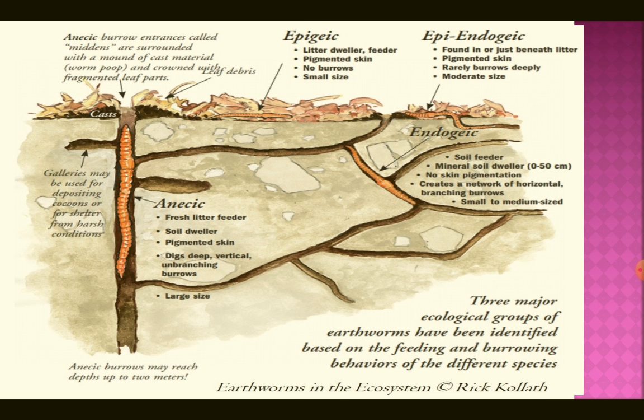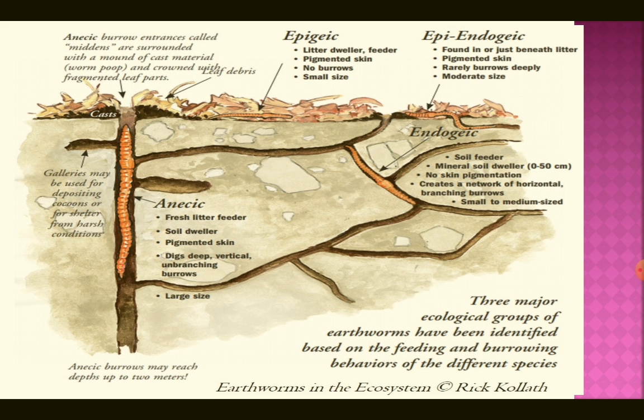And the third one is the endogeic form. Endogeic means the ones which make horizontal burrows, but they mainly feed on soil. They do not mainly depend on organic matter litter, but rather they feed on soil, and they show very light pigmentation. Their skin will be very light in color, and they create a network of horizontal branching burrows, and their size will also be small to medium, whereas the anecic species make long vertical burrows.